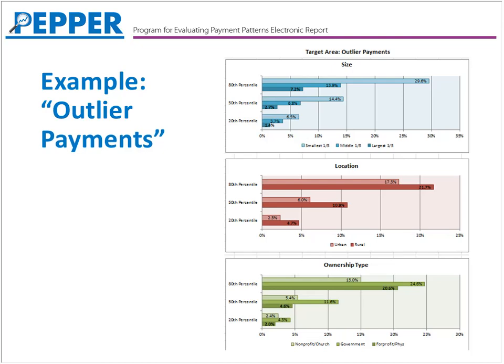If we're looking at location, which is the middle set of bars, the rural IPFs tend to have higher 80th, 50th, and 20th percentiles than the urban ones do. And then ownership type, the government IPFs have higher 80th, 50th, and 20th percentiles, followed by, well, actually it differs. The 80th percentile for the for-profit is second highest, but the 50th percentile for nonprofit is second highest.